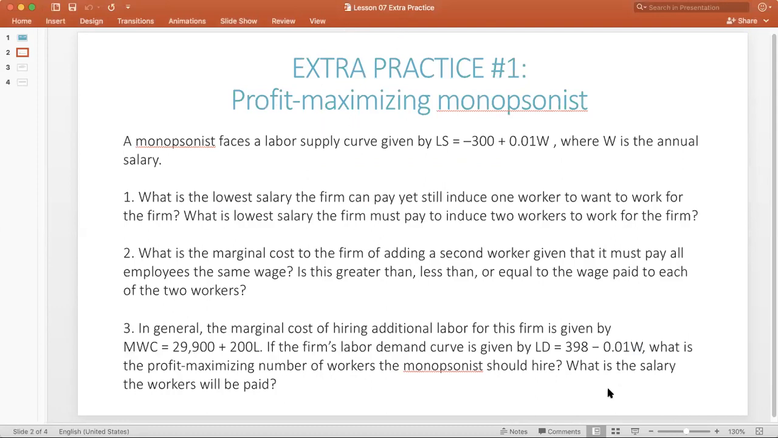Going to the whiteboard, as always, I'm going to write out the given information. They told us that labor supply equals negative 300 plus 0.01 W, where W is the annual salary.